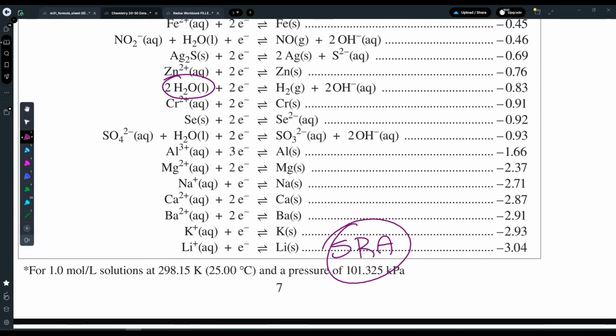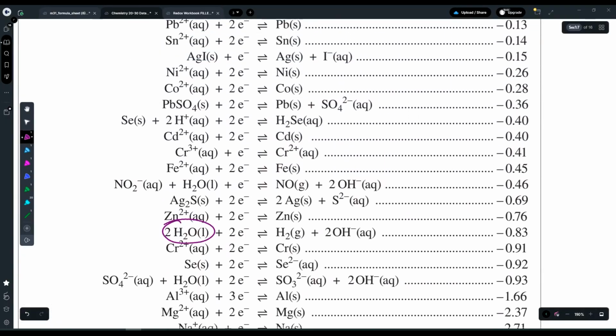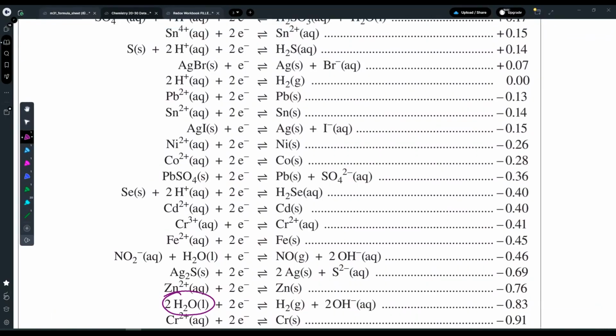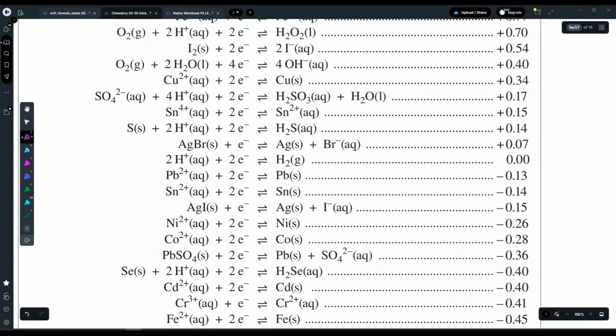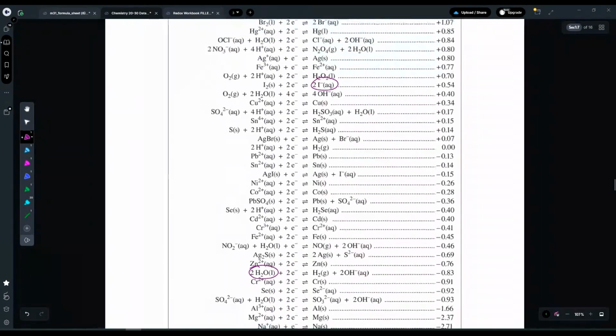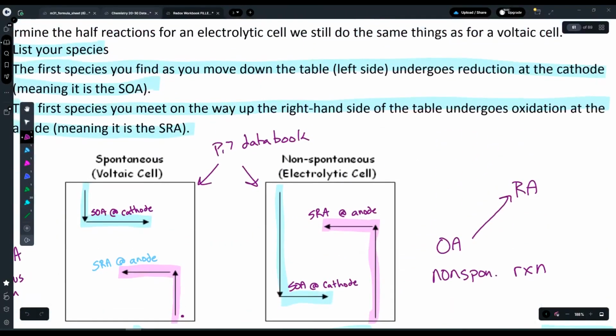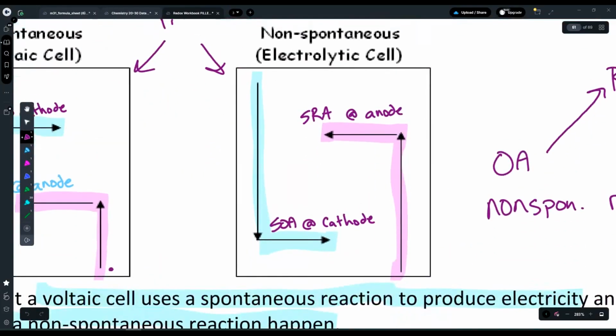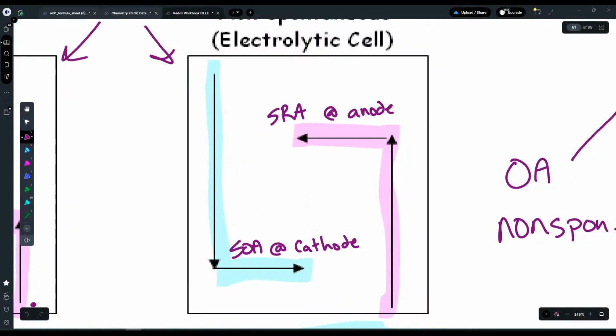Again, I'm starting in the bottom right-hand corner, and I'm moving up until I hit my first reducing agent. Okay, so then we have our iodide ions right here. So as you can see, our oxidizing agent is below our reducing agent. So this is just what I was talking about up here with this diagram right here.